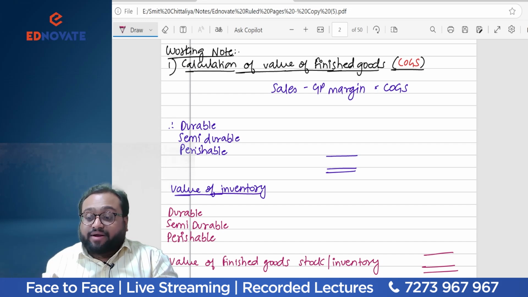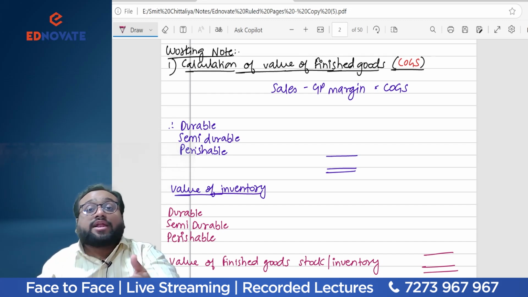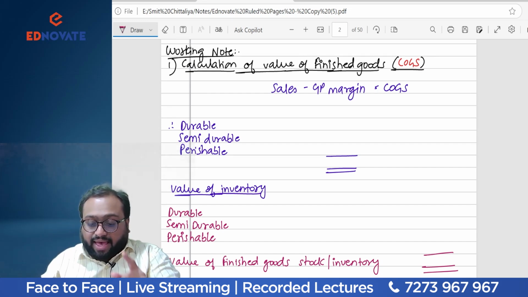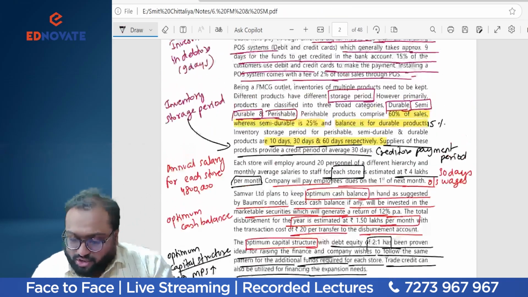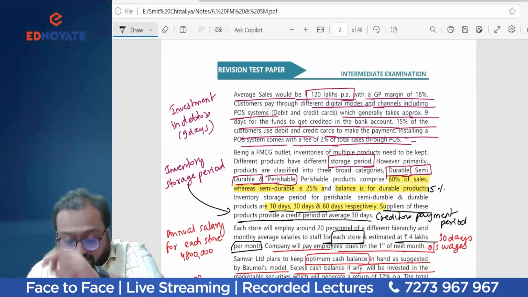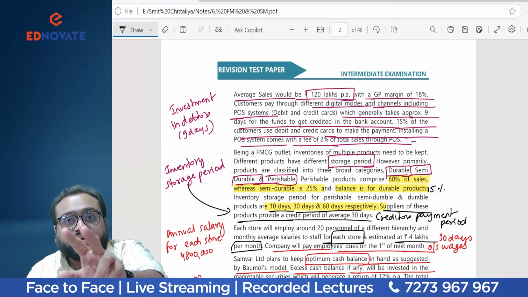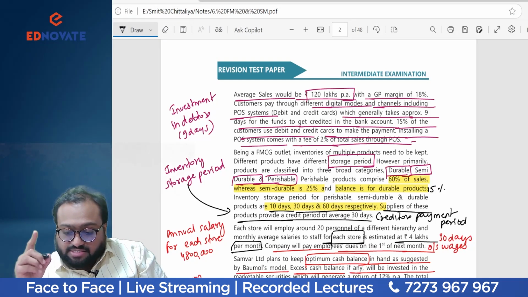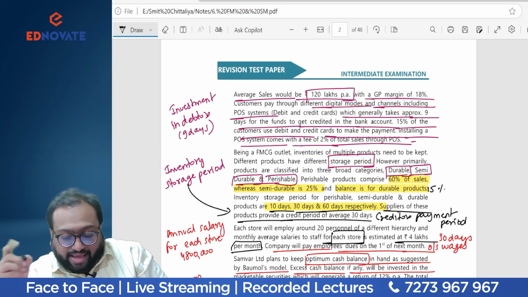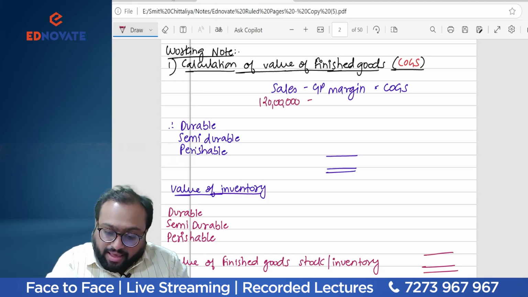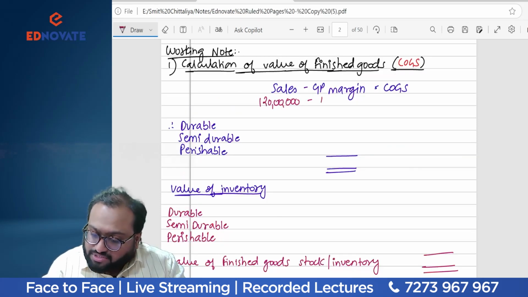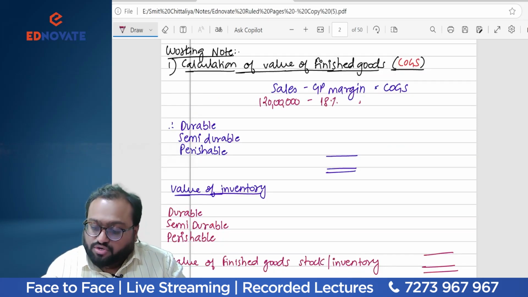So of course I need to find out COGS first, because I need to value my finished goods at COGS, and I know my sales. In the first paragraph of the second slide, there is annual sales of 120 lakhs. I'll write that down. My annual sales are 120 lakhs, and I have a gross margin of 18%.